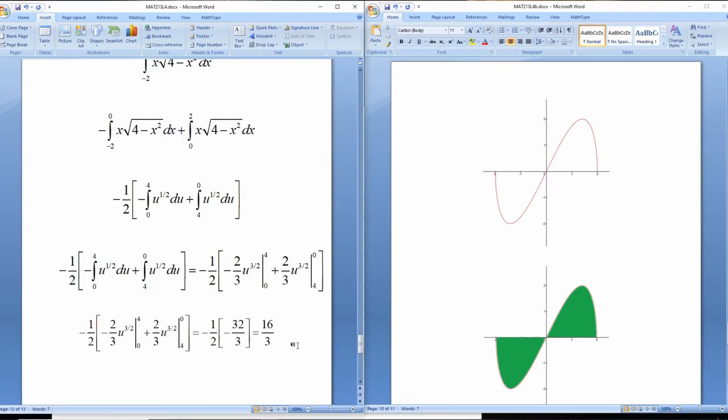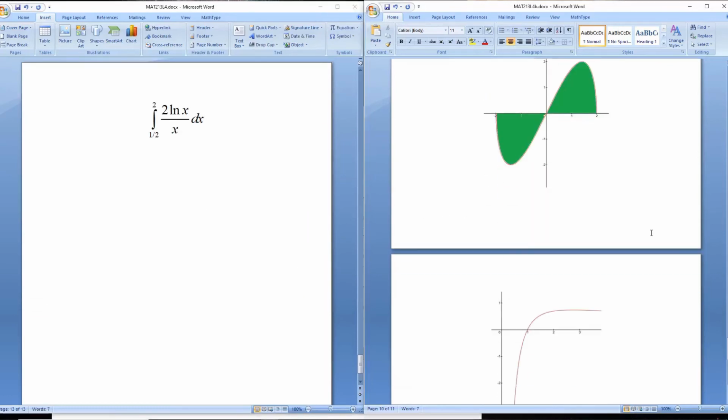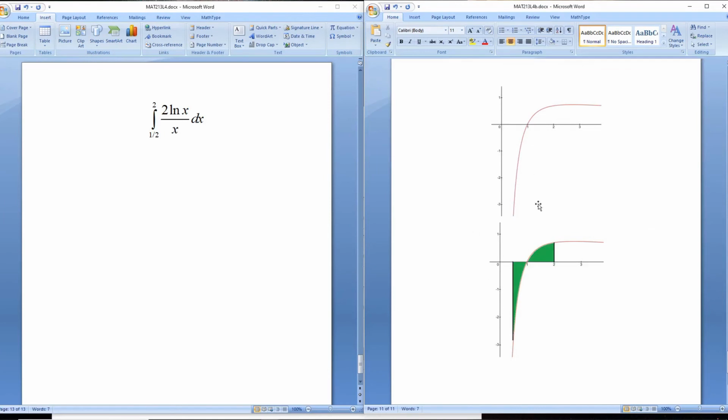So let's try another one. Get a log function in here. And here's what the graph of that looks like. And we're going to integrate from a half to 2. So that's the green area you're seeing over here. So you can see from, sorry, positive half to 1, this is going to be negative area from the integral. And then here will be our positive area. So the integral is going to add all that up.